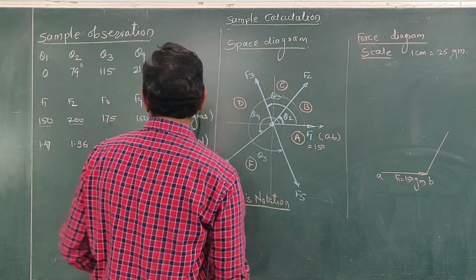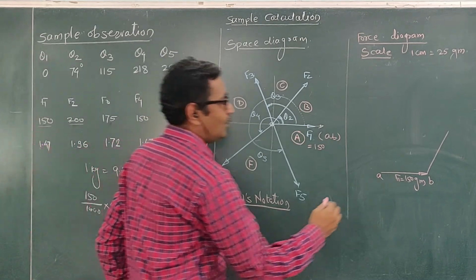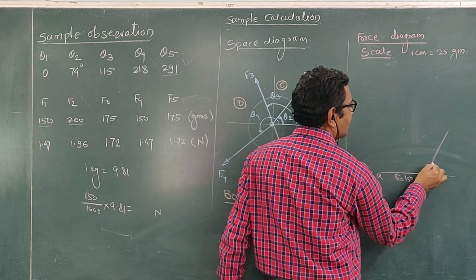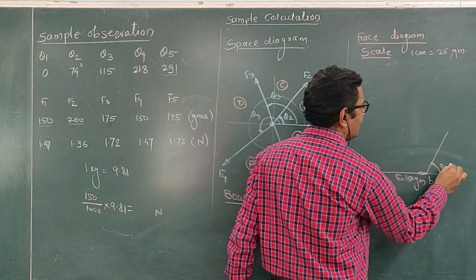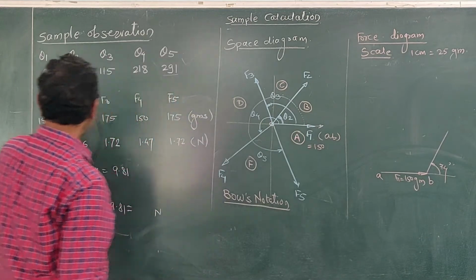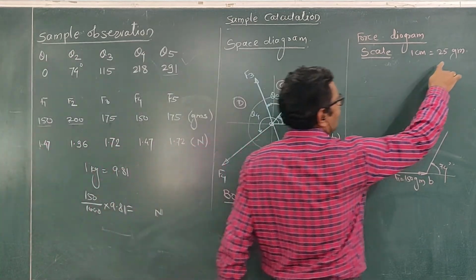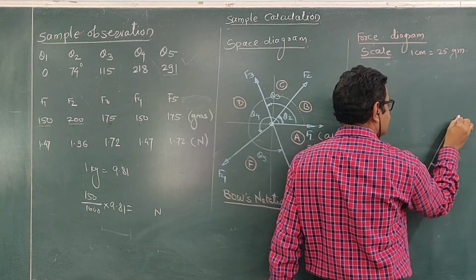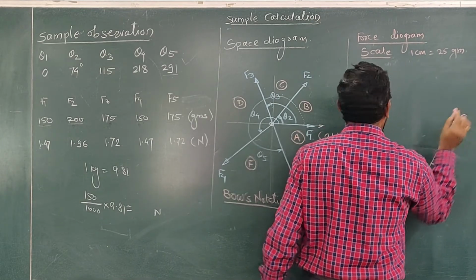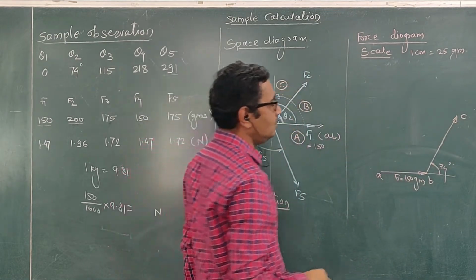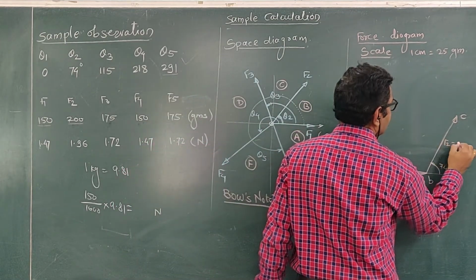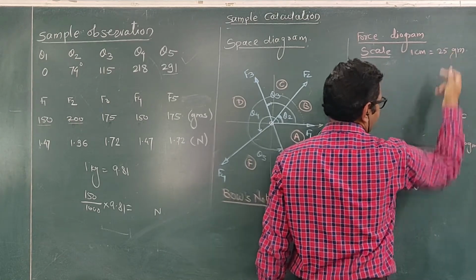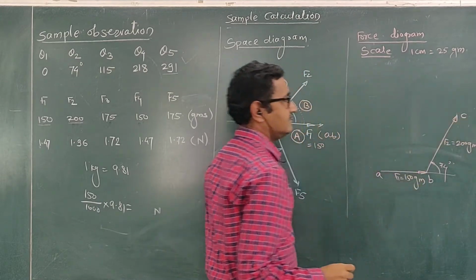If not possible, then this F2 is inclined at an angle of 74 degree. So draw the faint line here, adjust the protractor here, and draw the line inclined at an angle of 74 degree. Now this F2 is 200 grams, and to represent this 200 grams according to this scale, we require the length of 8 centimeter. So this BC line represents the force F2, which is equal to 200 grams.